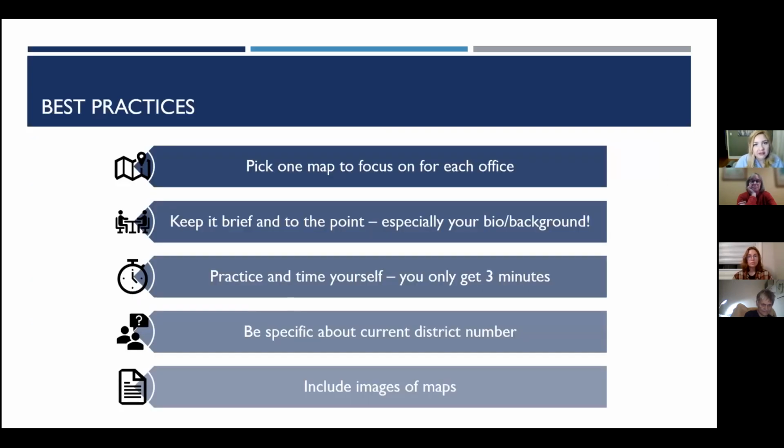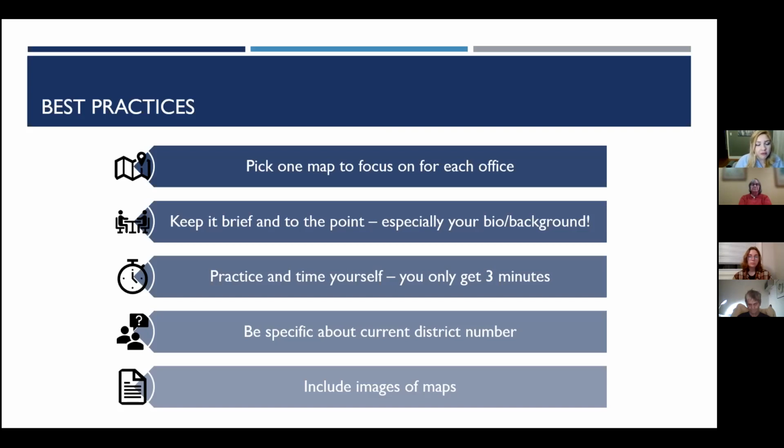And best practices for testimony, we've been recommending to pick one map to focus on for each office. If you have one that you like better, maybe start there. It's a little easier for the commission to work with what they got, as opposed to looking at a fresh map. But if you don't feel comfortable doing that, you can totally propose a fresh map. Keep it brief and to the point when it comes to oral comments, especially your bio and background. You only have a couple of minutes, so make sure that you practice and keep it pretty brief. Be specific about your current district number.